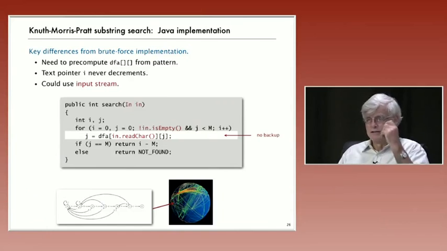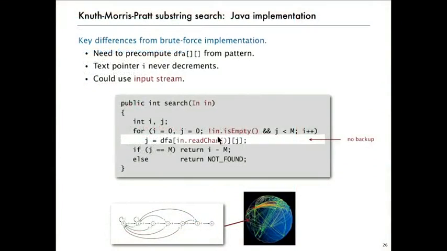And the key idea, the importance again of no backup, is that since the text pointer never decrements, you could use an input stream and just read the next character in the input stream. And this algorithm is going to work fine no matter how big the input stream is. It'll just go right through. It's got no memory of what the text is, but it's got some memory of what the pattern is that's built into the DFA.